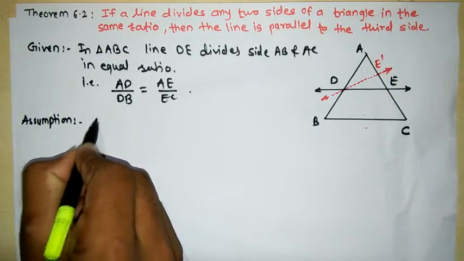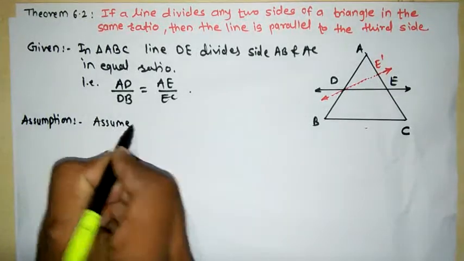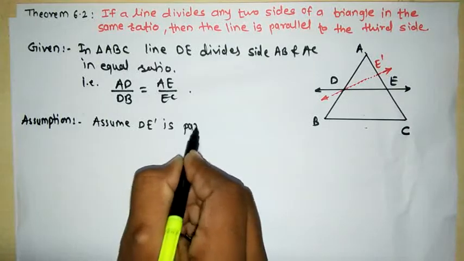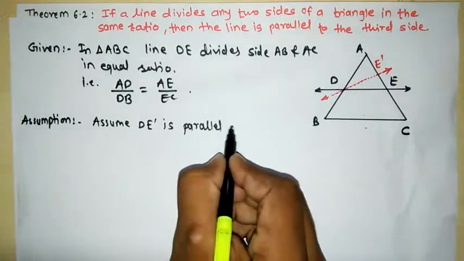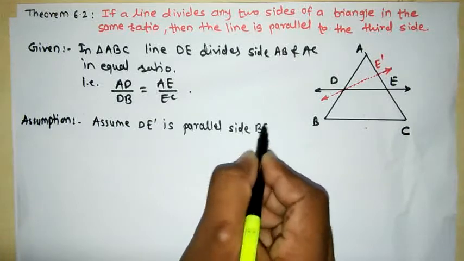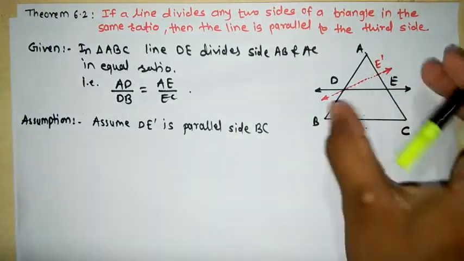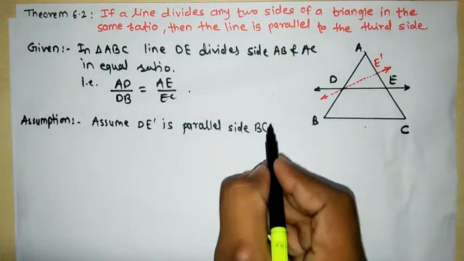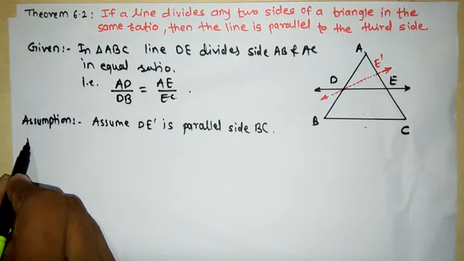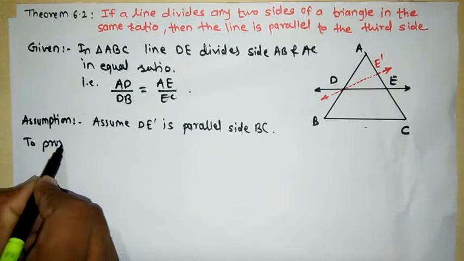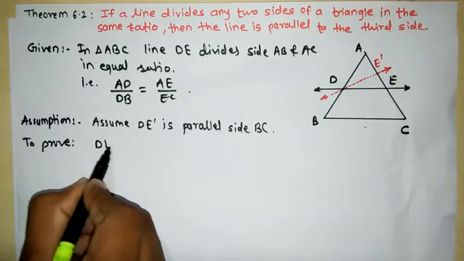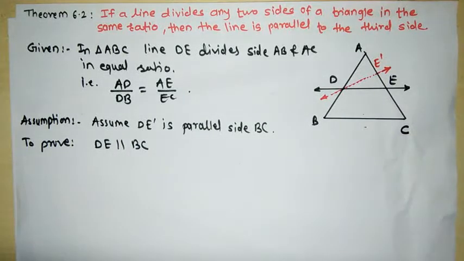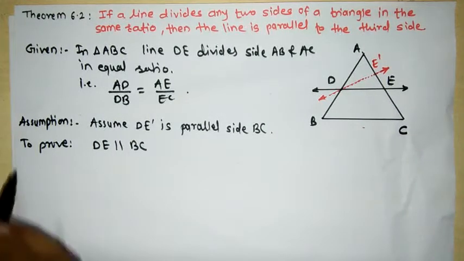Assumption: assume DE dash is parallel to side BC. We have to assume here DE dash is parallel to the side BC. Side BC को DE dash parallel, that we have to assume here. Then what we have to prove? To prove: DE is parallel to BC. We have to prove here. See here, proof.